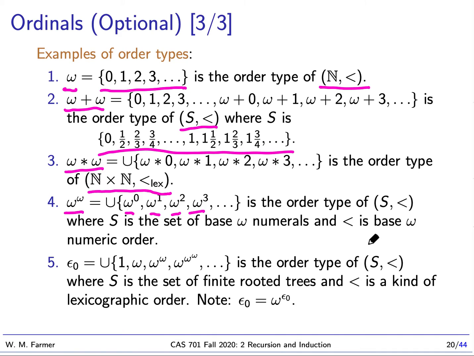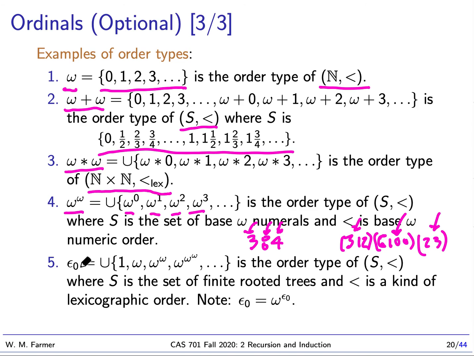So if you think of a numeral in base 10, you could have something like 384, where this would be the first position, second, and third. So in base omega numerals, we could have something like 3, 12, 6100, 23. And this is the first position, second position, third position. And so omega to the omega is the order type of these base omega numerals.